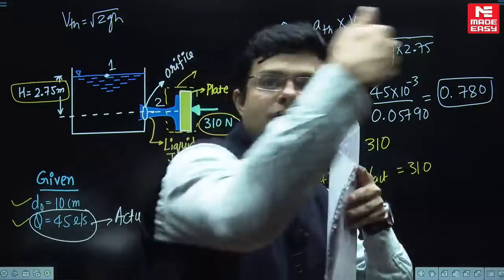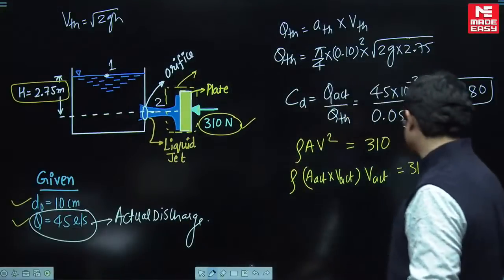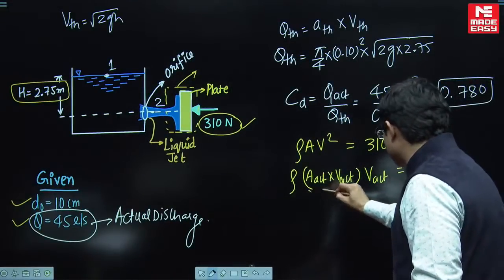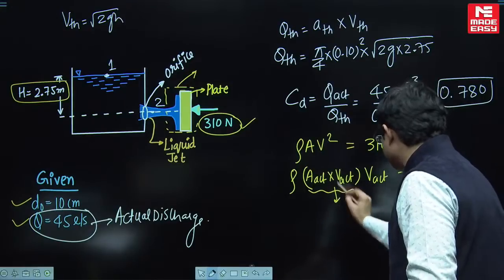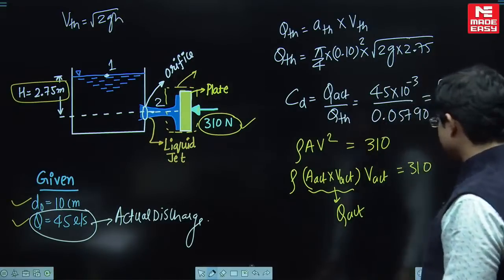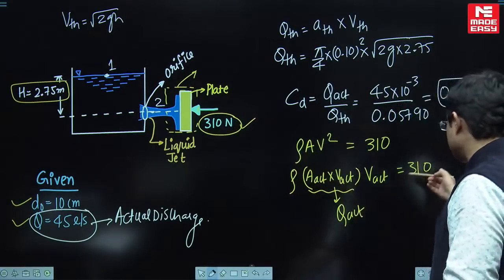So you have to balance with the real-life things, that is the actual things, because this is coming from experimental studies. So it's not theoretical, it is actual. And V actual into A actual will be written as what? Actual discharge. Clear guys? So actual discharge is known to you. Rho, it is water, known to you, 310.